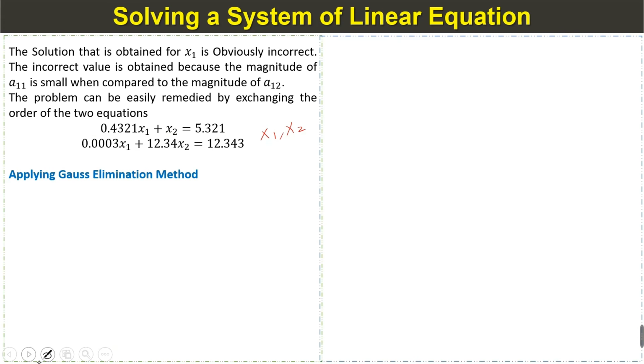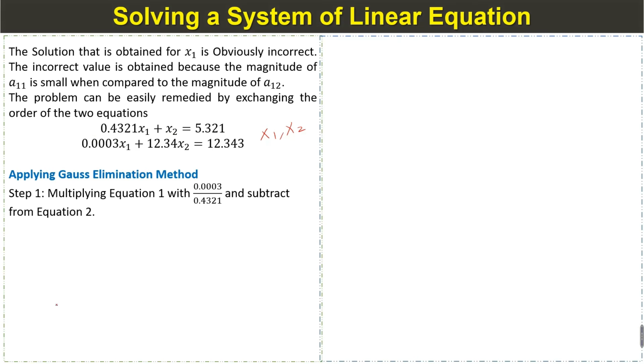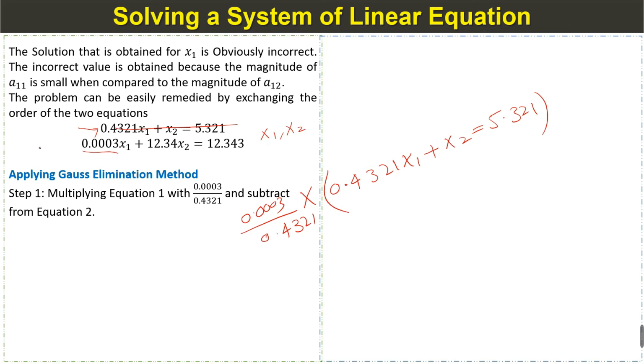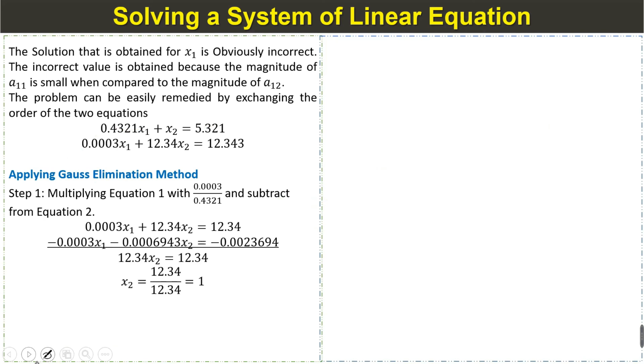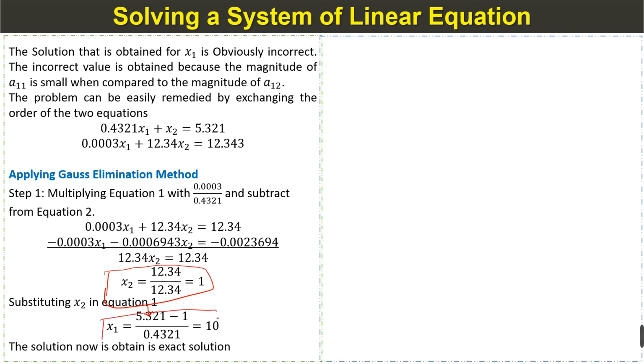So here, applying the Gauss elimination method, step 1, multiplying the pivot equation with this term, 0.003 divided by the pivot element 0.4321. What is the pivot equation? This is the pivot equation, 0.4321 x1 plus x2 is equal to 5.321. Then we subtract from equation 2. After subtracting and substituting, we get the value of x2 is 1, and we substitute this x2 in equation 1, and we get the value of x1 is 10. So x1 is equal to 10 and x2 is 1. The solution now obtained is the exact solution.